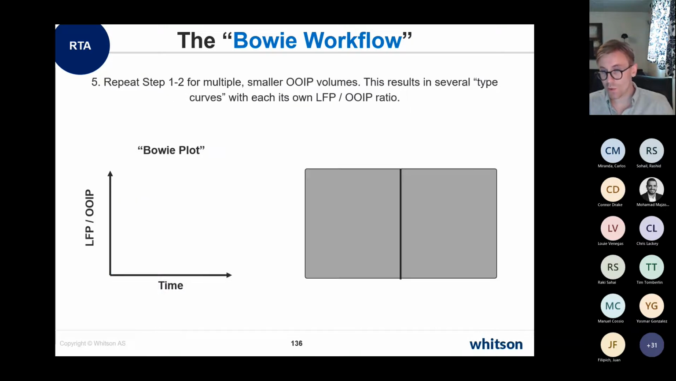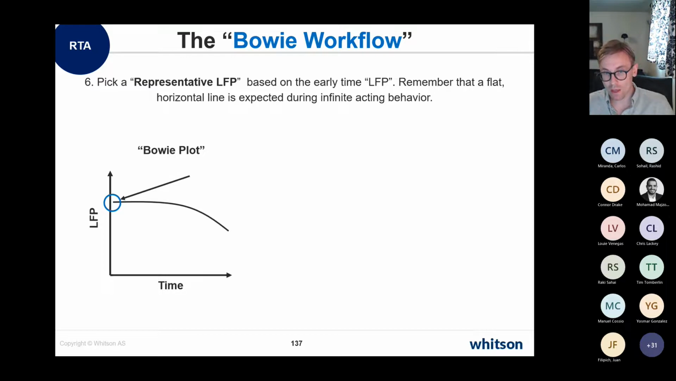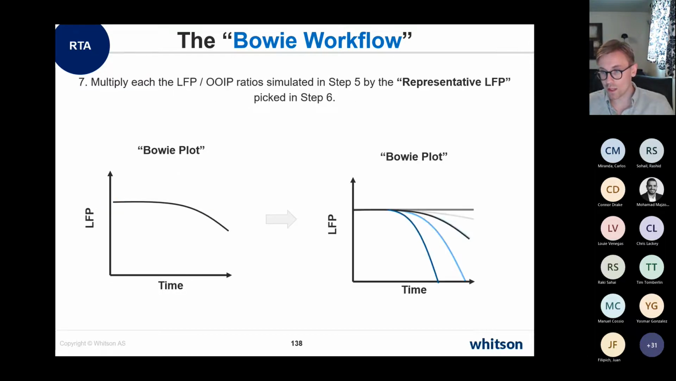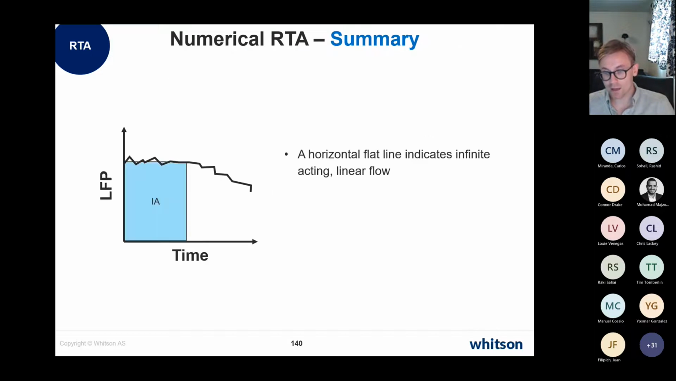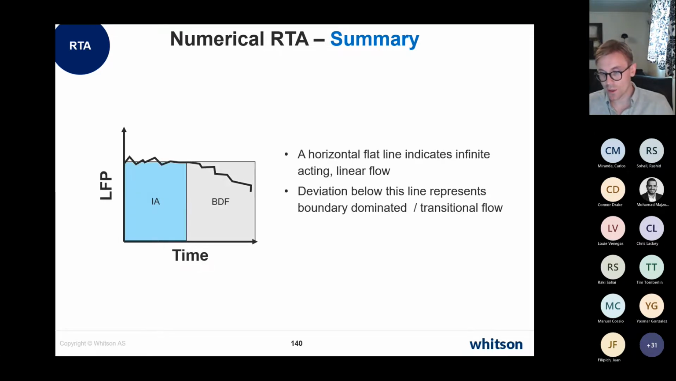So the last thing you just do is repeat this exercise for smaller oil in place volumes. That will make sure that you get different type curves that will see boundary effects at an earlier and earlier time in space. So when you've then picked your LFP parameter, you don't overlay your type curves, you've simply picked an LFP and you picked an OIP. Those are the 2 things you need to worry about. And you're done. So to summarize, as we went through earlier, a straight line indicates infinite acting linear flow.